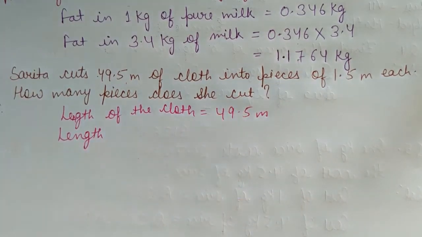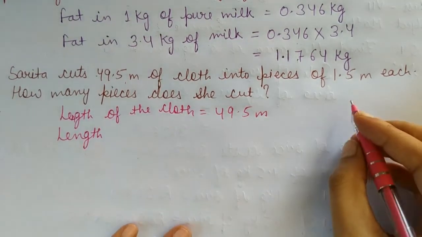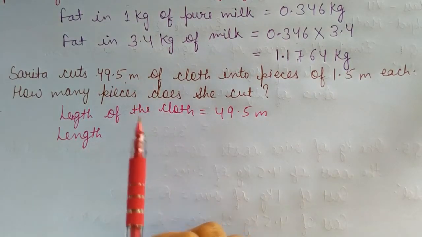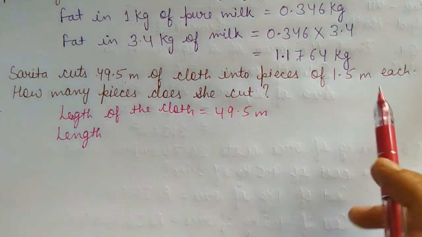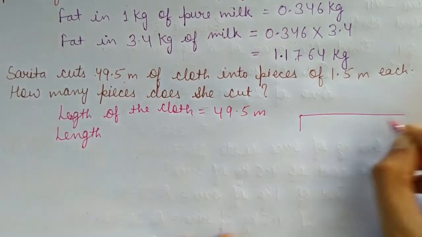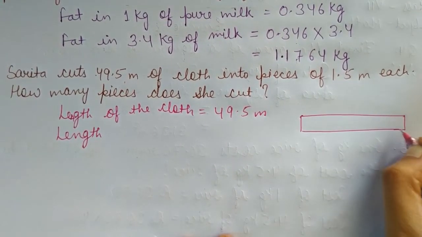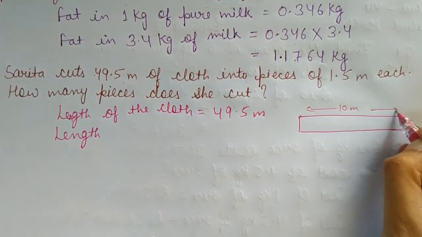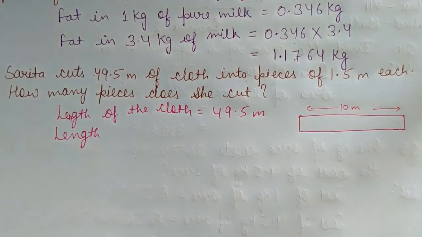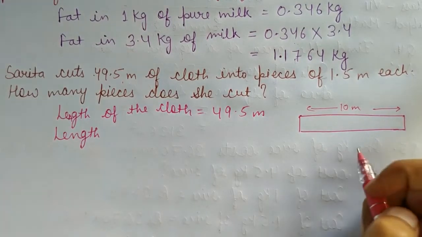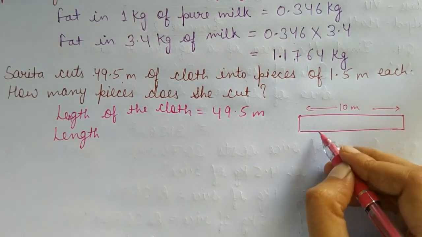We have done this type of question in exercise 2.4 also, in which we were given that the total length of the cloth is 49.5 meter and we have to cut many pieces, and each piece must be of 1.5 meter. That time also I gave you this type of example. For example, the length of this is 10 meter, meaning the complete length is 10 meter. Now we have to cut it into some pieces and each piece must be of 2 meter.